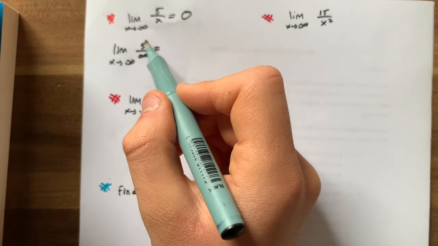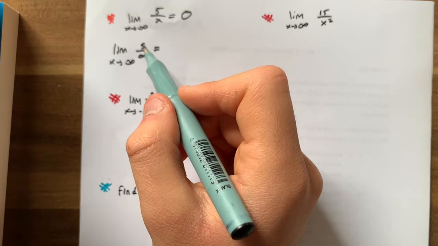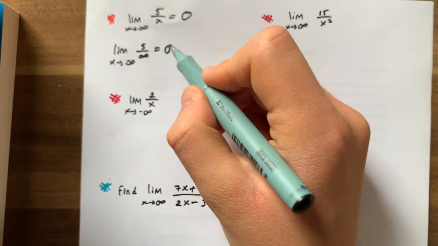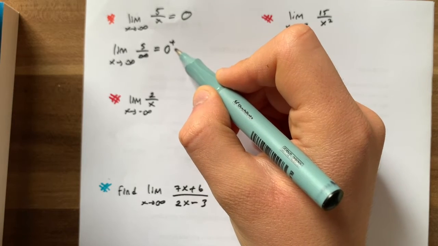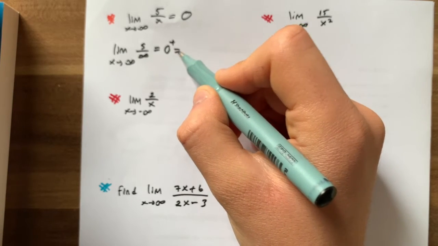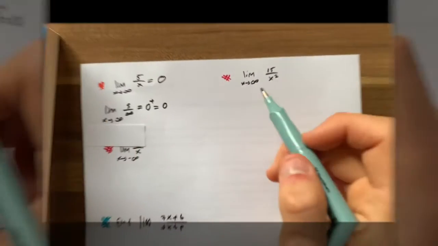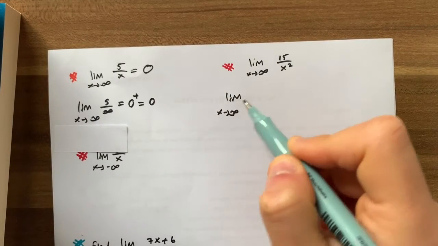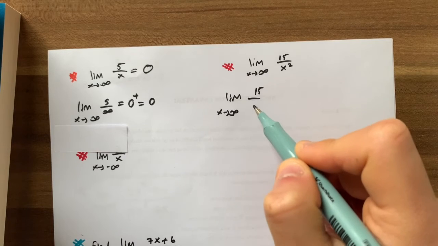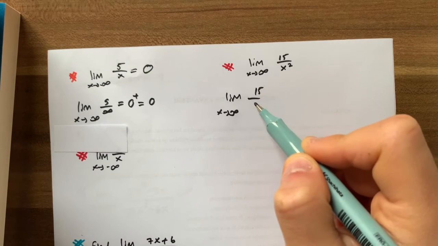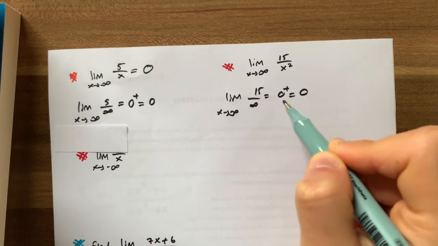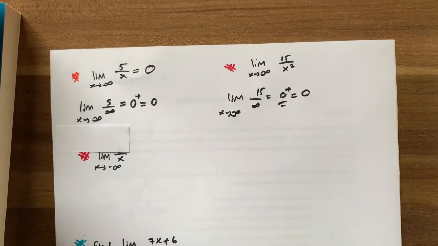If your numerator is something really low and your denominator is something very big, you get closer to 0, 0 plus, a very little number, and it makes 0. Check this question. Limit x goes to infinity, 15 over infinity squared, which makes infinity, which is 0. It gets closer to 0 from the positive side.